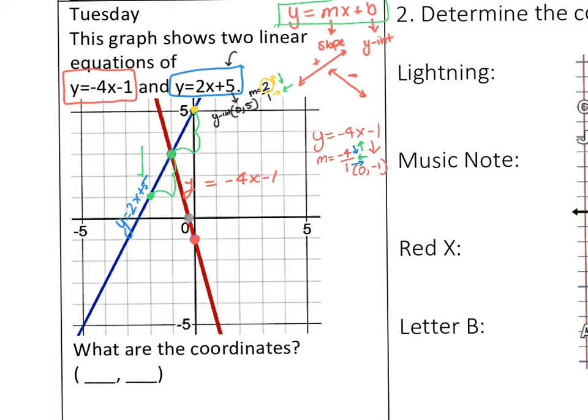And I'm going to go down 4. 1, 2, 3, 4. Right 1. And there's my next point. And that point is actually on the line. Now I'm going to go in the opposite direction. I'm going to go up 4. 1, 2, 3, 4. And I'm going to go left 1. And I'm at another point right there.